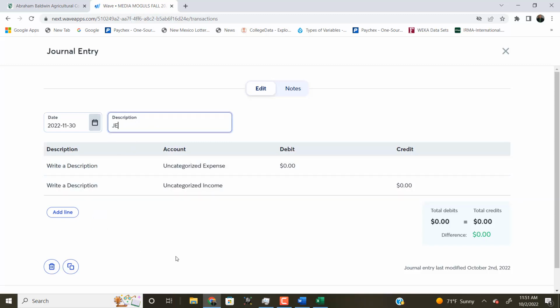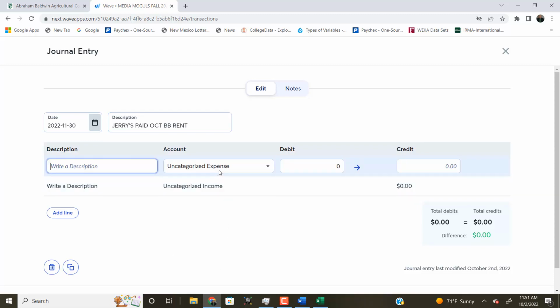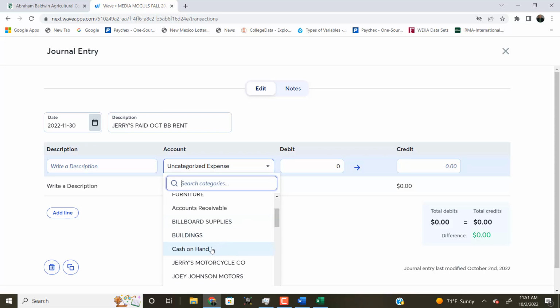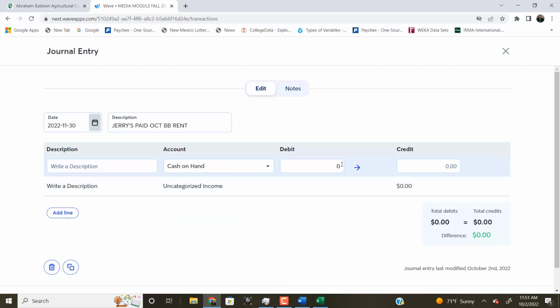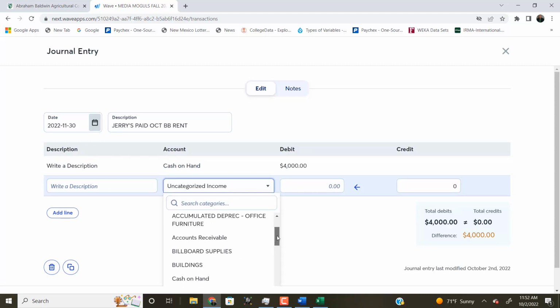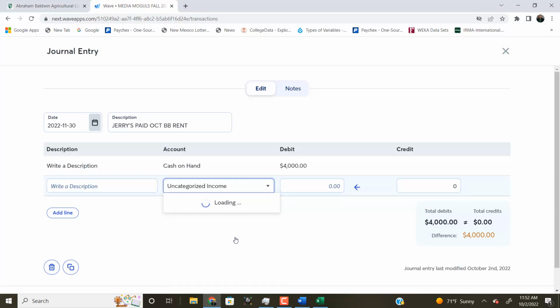Description is Jerry's paid October billboard panel. And again, these descriptions are just to jog memory, so you can go back and say, oh okay, this is what happened on this. You got cash in for 4,000. Jerry's paid it, and the accounts receivable that we had set up for Jerry until he paid it I can get rid of, because that's going to be now a credit for 4,000.